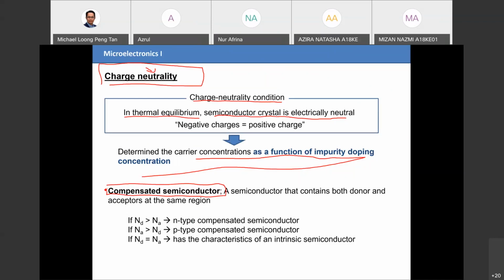When you want to create a MOSFET, you have N MOSFET and P MOSFET, but they are put together when you want to create an inverter. So they are compensated because both donor and acceptor exist in the same semiconductor. It says here that if your Nd is more than your Na, donor is more than acceptor, then you are essentially N-type. You cannot just say N-type semiconductor, you say N-type compensated semiconductor because you have both here. Opposite, Na more than Nd, then it is more like a P-type compensated semiconductor, and Nd equals Na, then it is intrinsic.